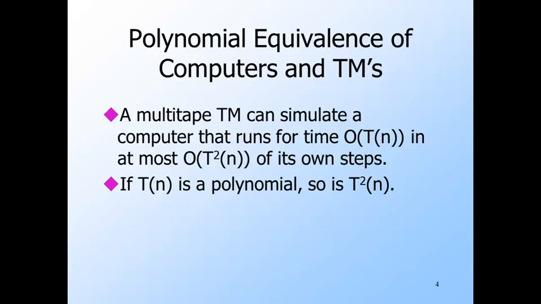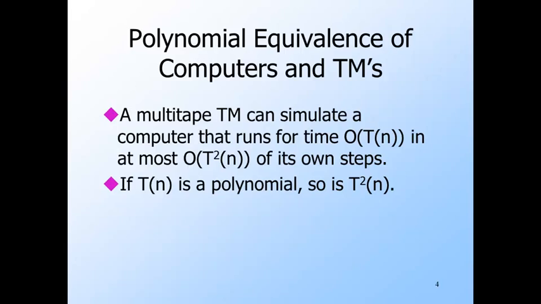If T of n is a polynomial, then so is T squared of n. The exponent grows, of course. A cubic algorithm on a computer might take time proportional to n to the sixth on a Turing machine, but it's no worse than that. And since we're trying to divide the world of problems into those that have polynomial algorithms and those that don't, we can think Turing machine or computer, whichever is more convenient.